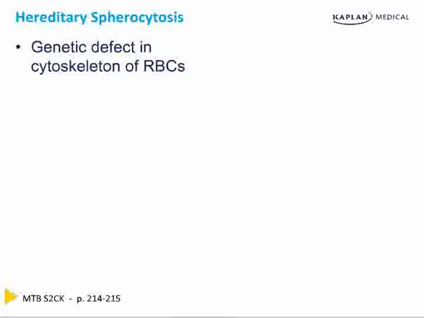Hereditary spherocytosis is a genetic defect in the cytoskeleton of red cells. You see, red cells have a biconcave disc shape. That's not exactly a natural shape. There's no natural shape in the world. It's a biconcave disc, hollow in the center. It has to be forced into it. It needs a skeleton, ankyrin and spectrin, to force it into that shape.